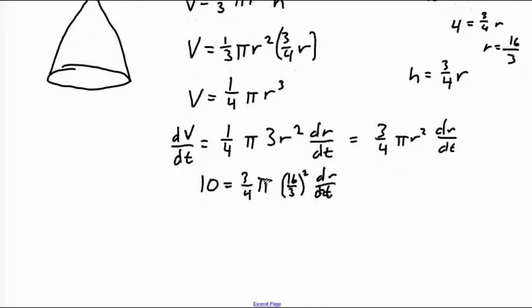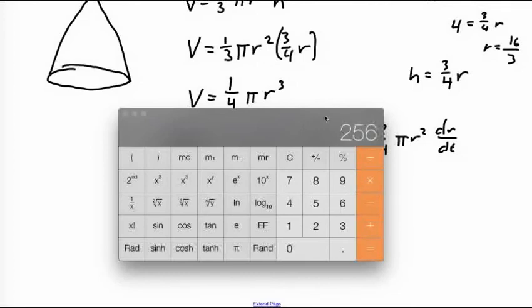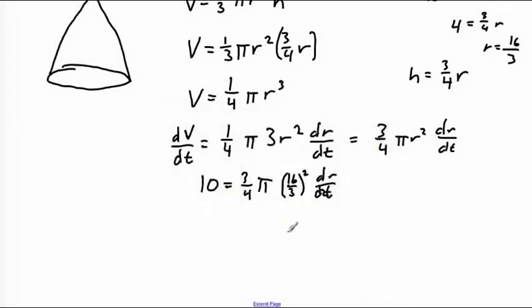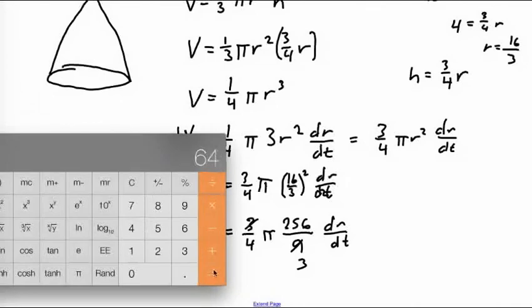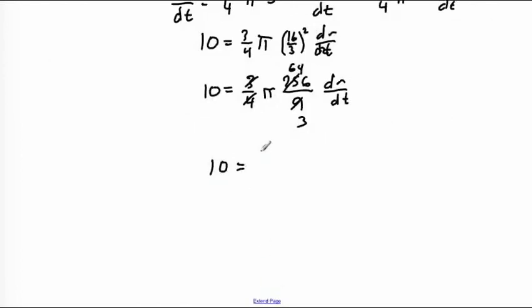All right, so if I reduce this, I end up getting 16 squared, 256. So this is 256 over 9 dr/dt. And we're going to multiply that by 3/4 pi. And that equals 10. This 3 is going to go with this 3 to become 3, and 256 divided by 4 is 64. So this goes away with this and becomes 64. So we end up getting 10 equals 64/3 pi dr/dt.